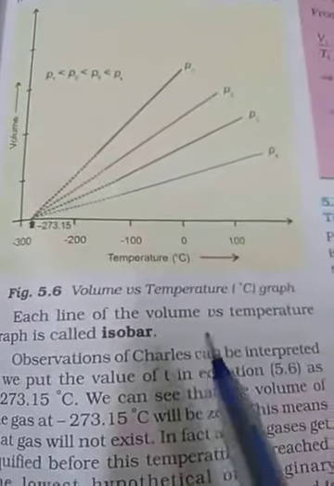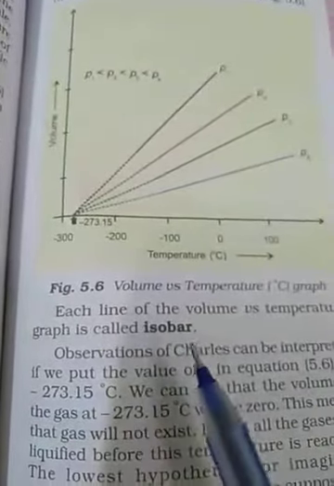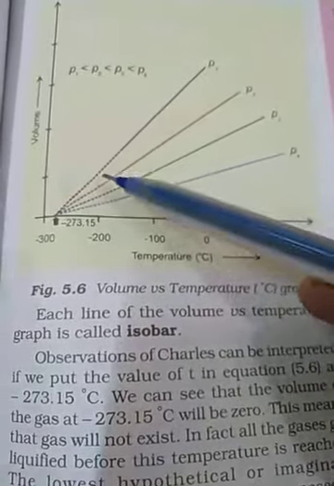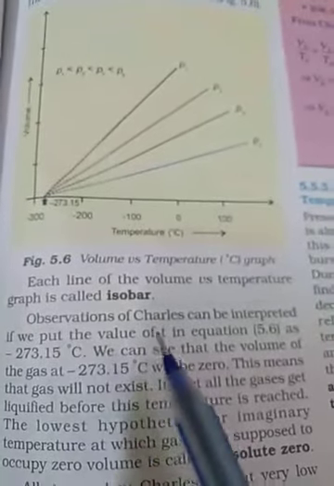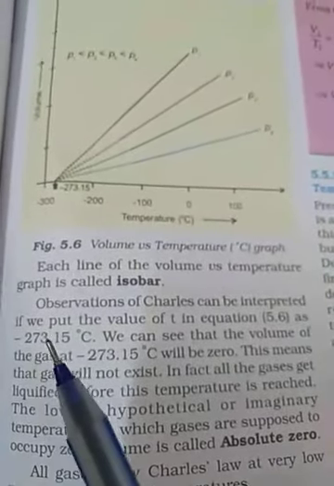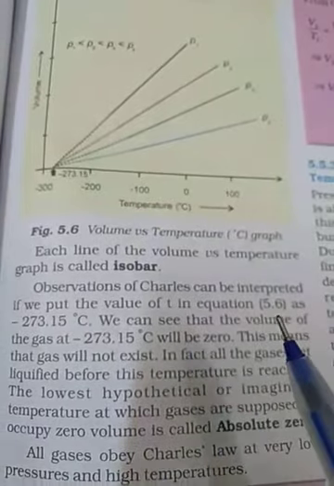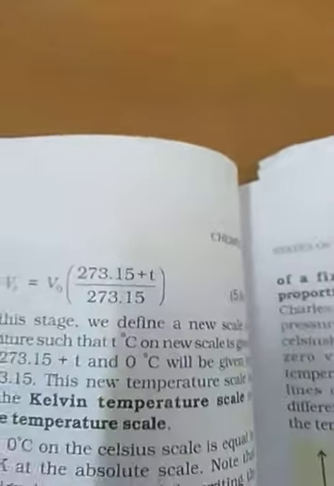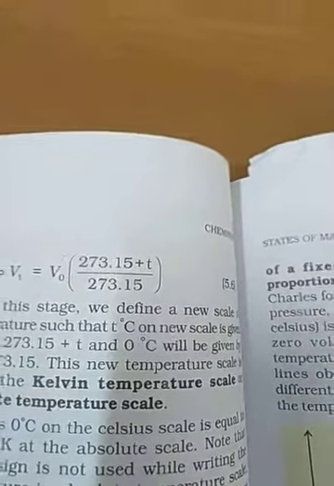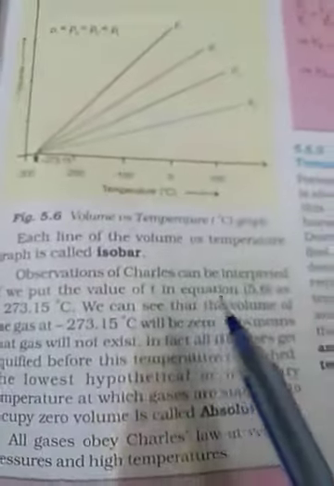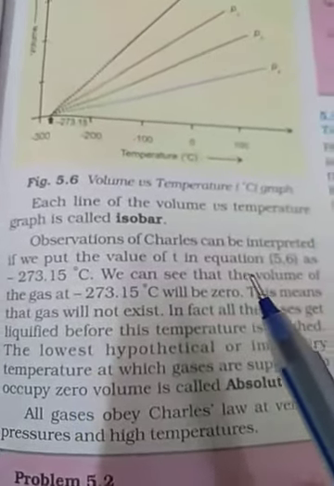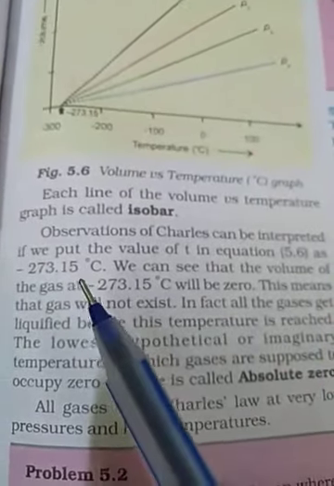Now, each line of the volume versus temperature graph is called an isobar. So this definition is called isobar. Isobar means at constant pressure. The observation of Charles can be interpreted if we put the value of T in equation 5.6. See, if in the sums the temperature is given as 25 degrees Celsius, then you have to add 273.15 to 25, so it will convert into Kelvin.